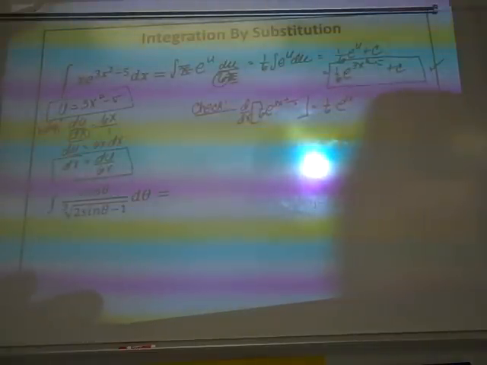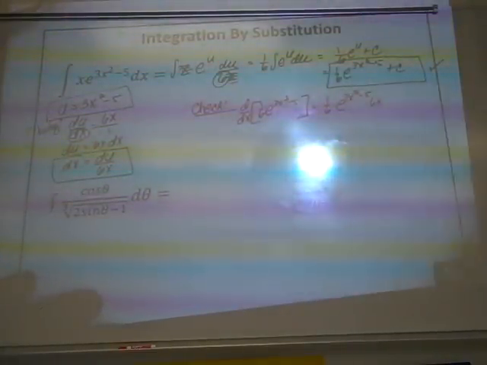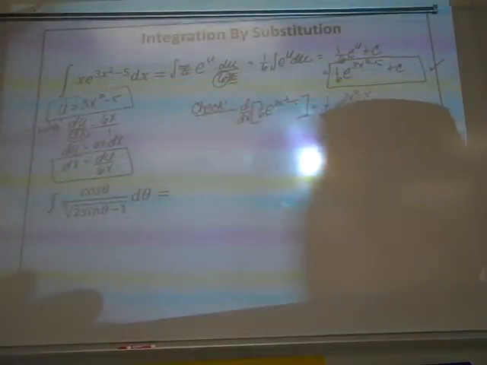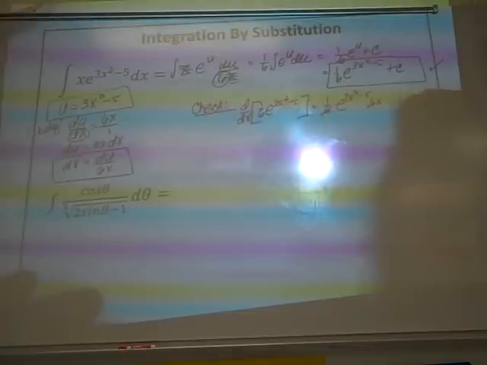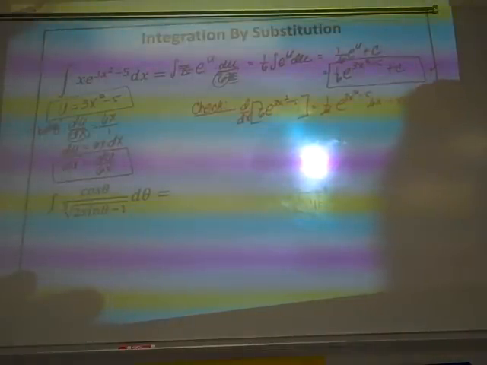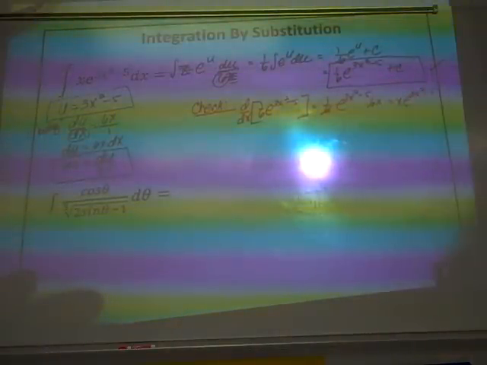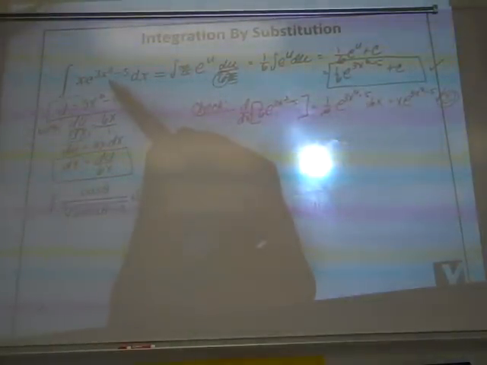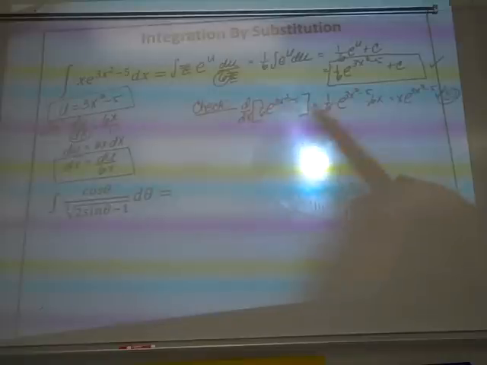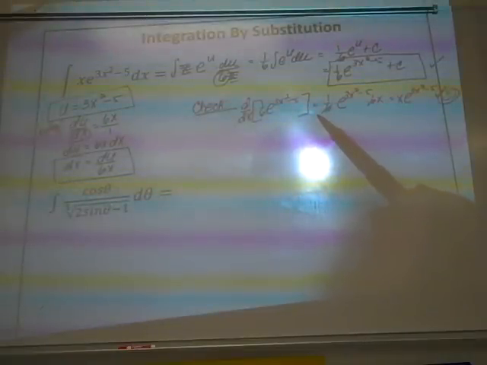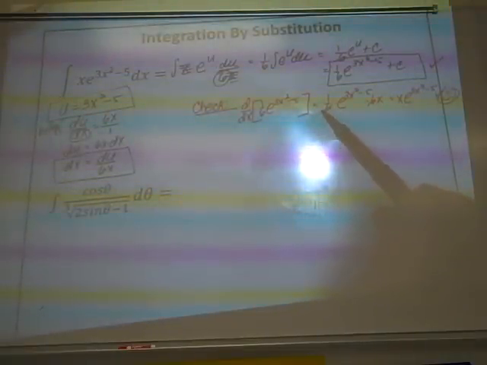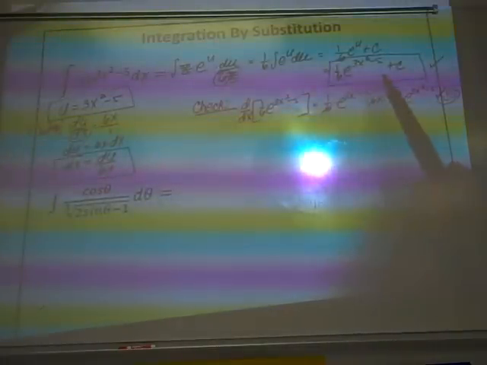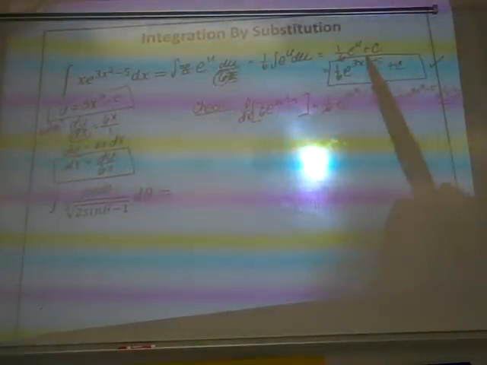The derivative of 3x squared is 6x. 1/6 times this times 6x. The 6's can cancel out. I can rewrite this as x e to the 3x squared minus 5. And happy day, that is the integrand that I started with. This is the check that tells me I've done this correctly. All of my work is accurate. I selected the right baby. I've found the right antiderivative. Everything's great.